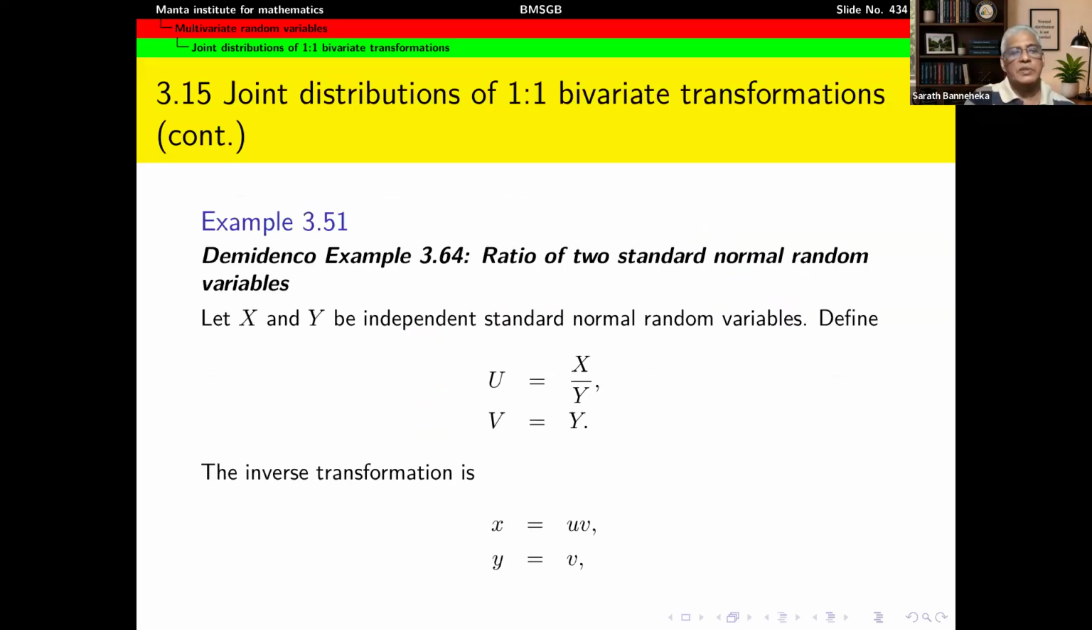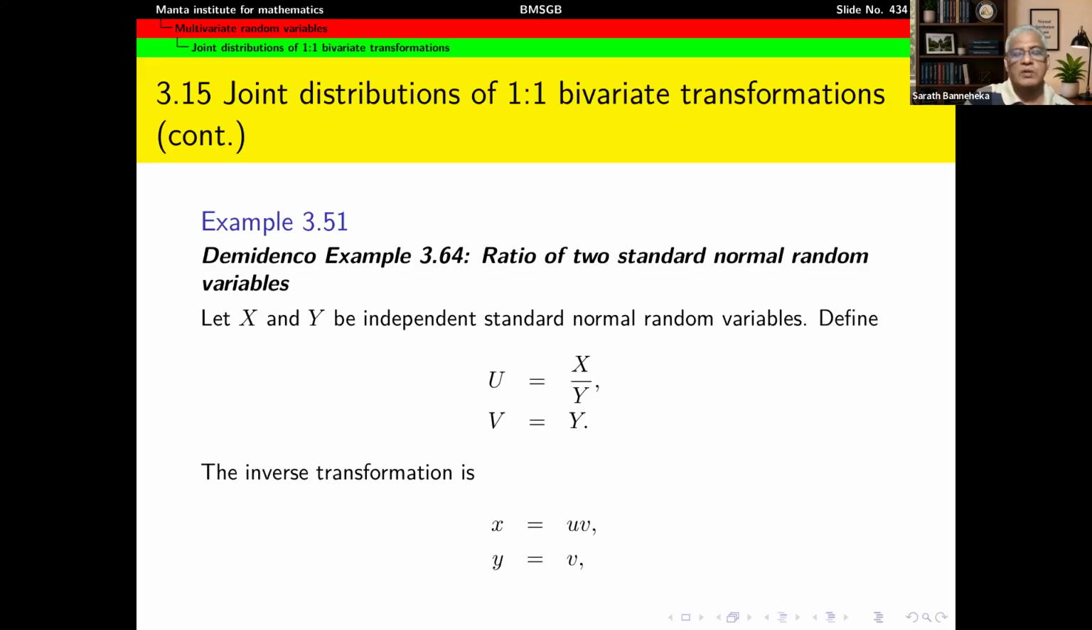Let's look at another example. This is again coming from the book. Example 3.64, ratio of two standard normal random variables. This will give you an interesting result, and you can consider it as a theorem also. Let x and y be independent standard normal random variables. Define u to be x divided by y.